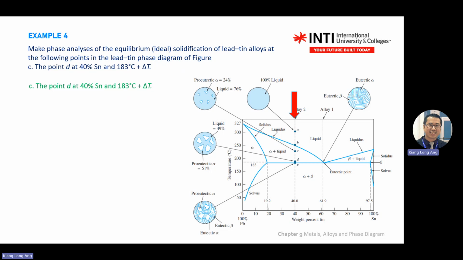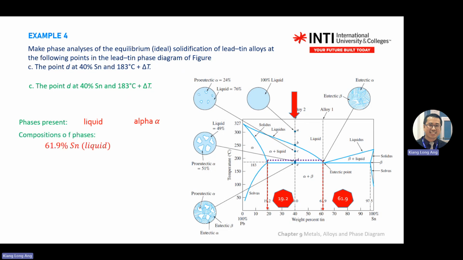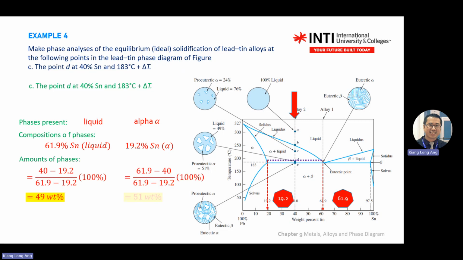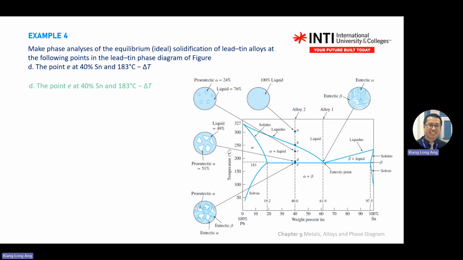Okay, so in this case it's 183 plus, so what do you see? Just above, what do you see? Alpha plus liquid. So same lah. Same thing only, but just the percentage a bit different because you read from the different line. Okay, so 61 about here, 19.2, that one. Then calculation still same, lever rules, LOS, lever rules same. Then negative means below eutectic point lah.